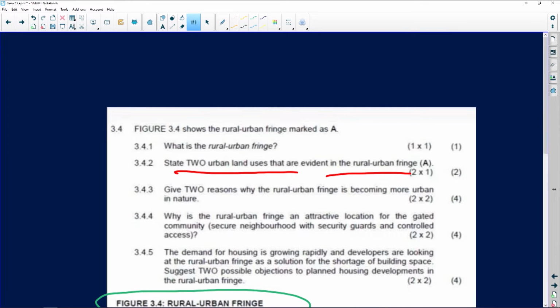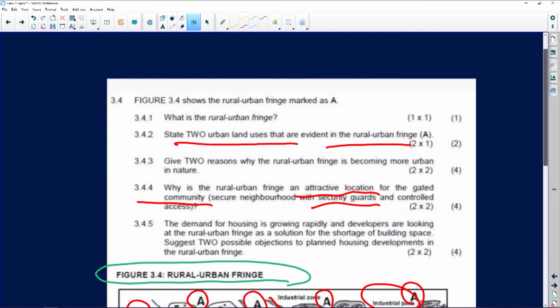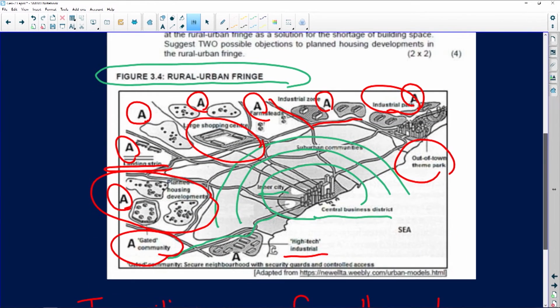If you look at the next question, why is the rural-urban fringe an attractive location for the gated community? Now, a gated community, like I've mentioned, is like Steyn City. It's like Eye of Africa. There's high walls all around the community, and security guards patrol the gates, entering and leaving. Now, this first reason, and the most important reason, I reckon, why they're planning gated communities is because they want bigger stands.